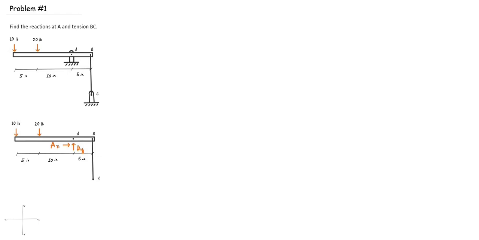Finally, we have a short cable BC, and the force will be going through the line of action. So now that we have our free body diagram, we can take the moment about A. We know that the moment is equal to force times distance. We know that D is equal to the perpendicular distance.